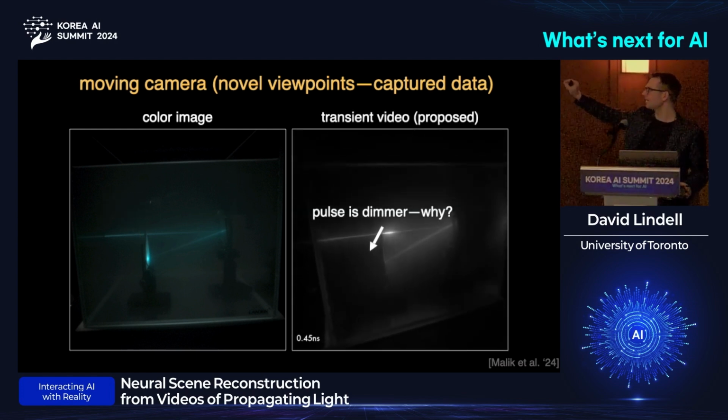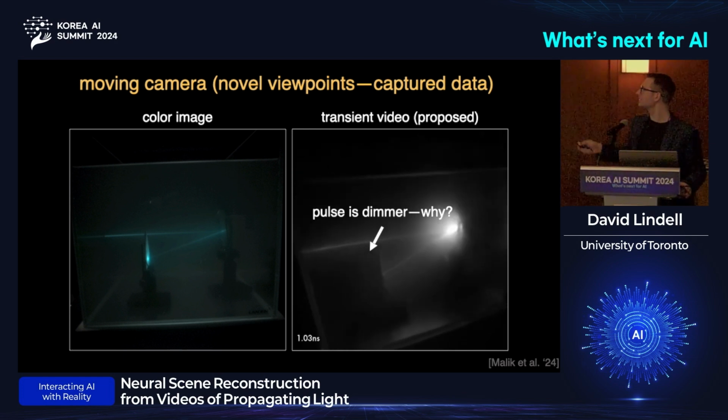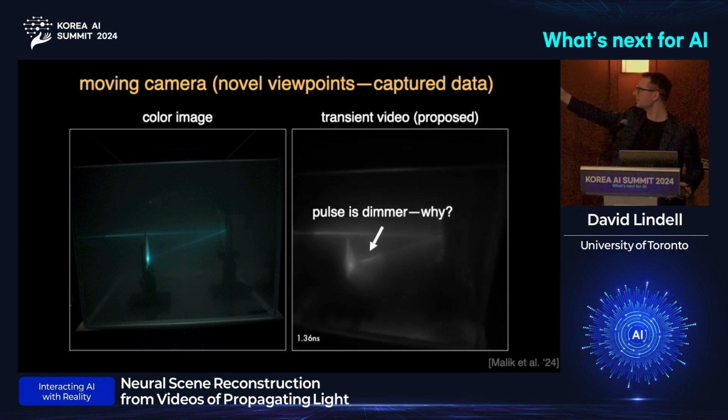So you see the pulse of light enter the tank, bounce off of this mirror, you see the specular reflection, and then the pulse looks dimmer here. So why is that? As the camera moves behind the pulse of light, it appears to fade. This is actually directly visualizing the bidirectional scattering distribution function of the participating media. That is, the function that describes how light scatters, in what directions light scatters in this murky water.